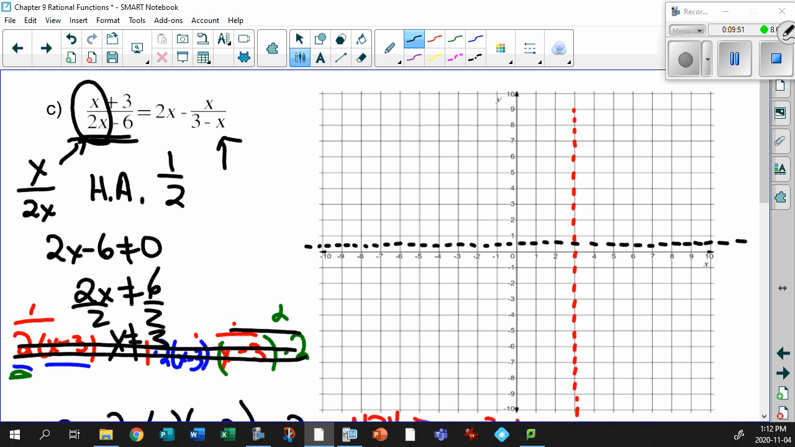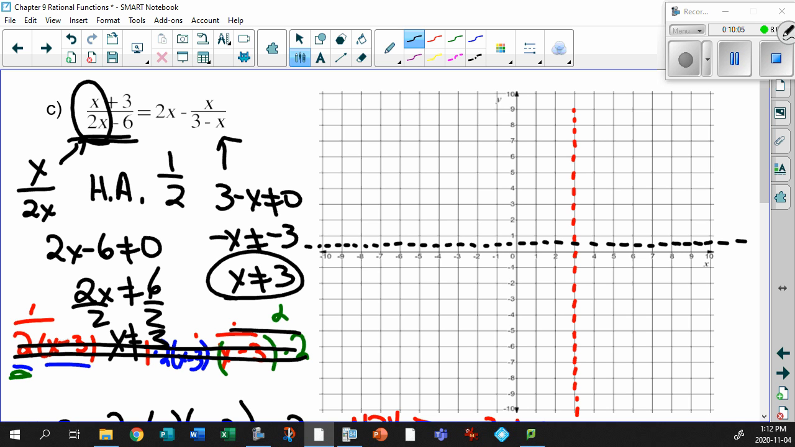Right? You already knew that. You knew that when we drew this way, way back when. Same with this one. Look, 3 minus x cannot equal 0. Bring the 3 over. You've got minus x cannot equal minus 3, so x cannot equal 3 again. So you've known the vertical asymptote for a while now.